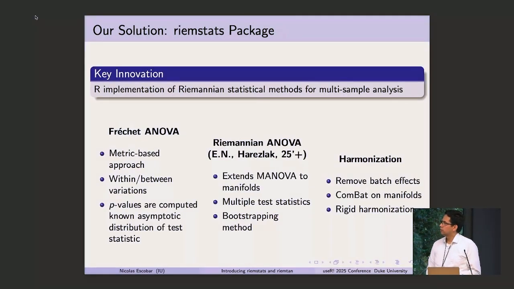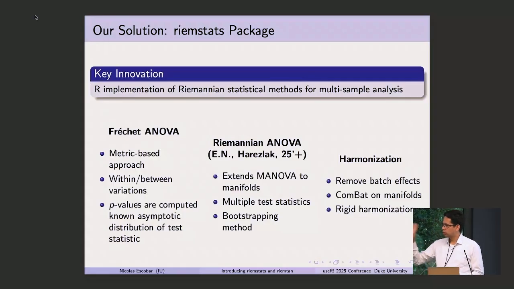And so this gets me to introduce the first package, which is called riemmtan. And it's the first R implementation of Riemannian statistical methods for multi-sample analysis, right? And so you have, as I said, two things you basically want to do: either ANOVA or harmonization. When you try to do ANOVA, there are actually a couple of ways to do that. So you cannot just vectorize the connectomes and do ANOVA on that. That's a bad idea. But there are things that you can do, and the established method is something called Fréchet ANOVA. That's a very popular method.